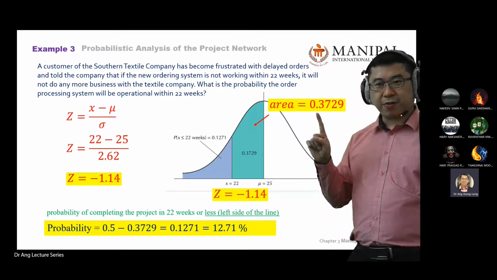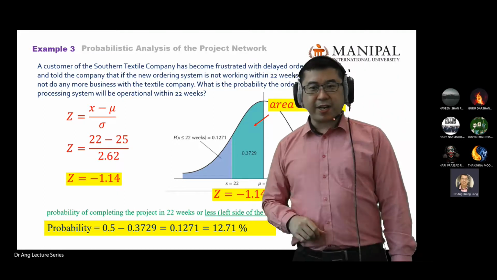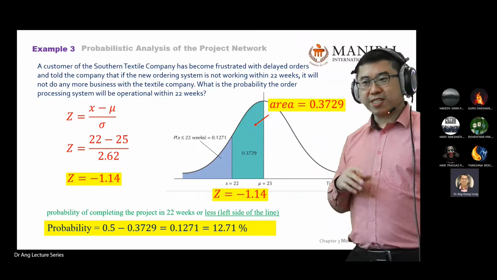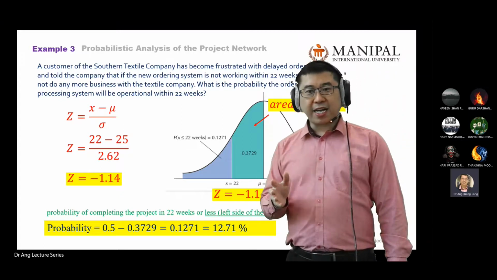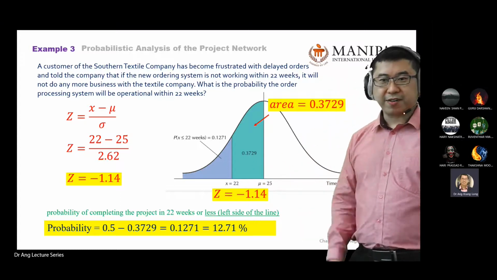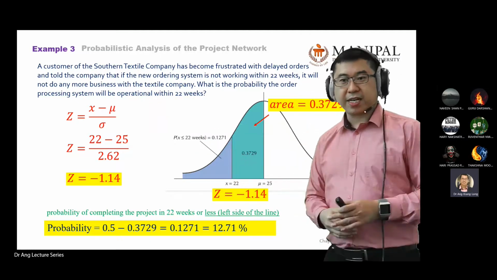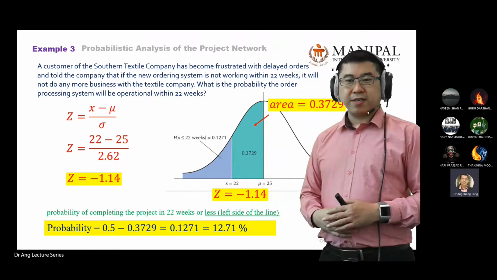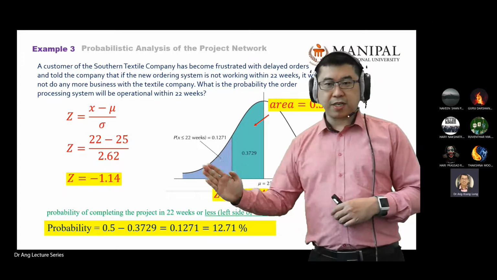0.5, 0.5. If the customer is very friendly and doesn't care about the time frame, he just gives you a target time, and whether you meet the target time or not doesn't matter. Then it falls under this area and this area. But example number 3 is a very demanding customer. So the time frame, the area that we're interested in here.